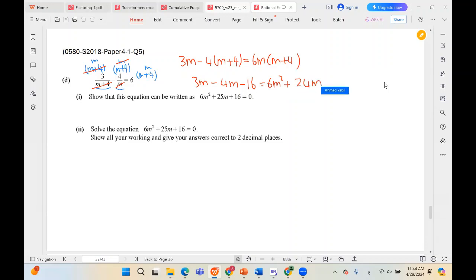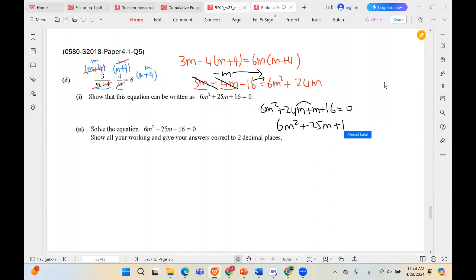And then we can take everything to the right-hand side, or you can just simplify first. So 3m minus 4m, this is just minus m. This is easier. And then you can take this to the other side and this as well. So it becomes 6m squared plus 24m plus m plus 16 equals 0. And we combine these terms. So 6m squared plus 25m plus 16 equals 0 as well.